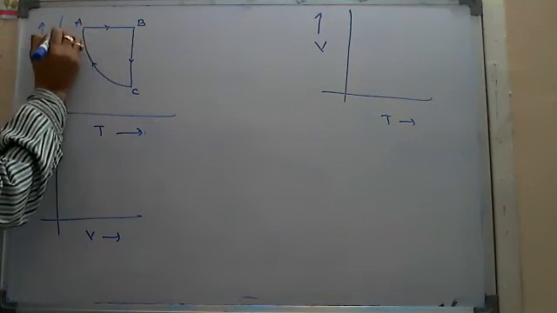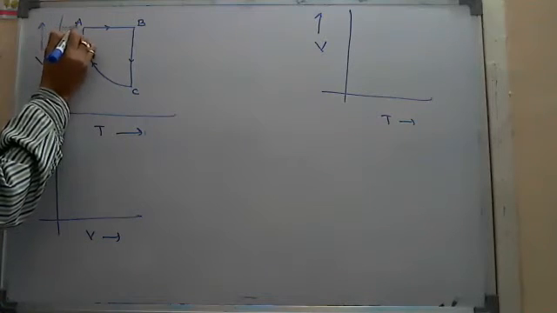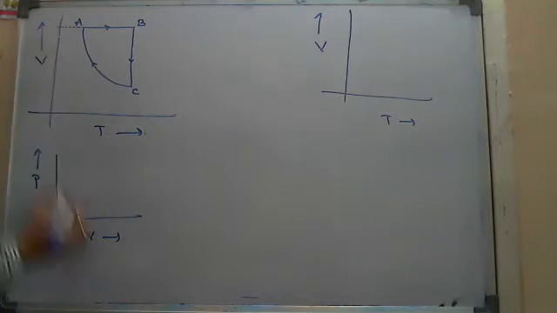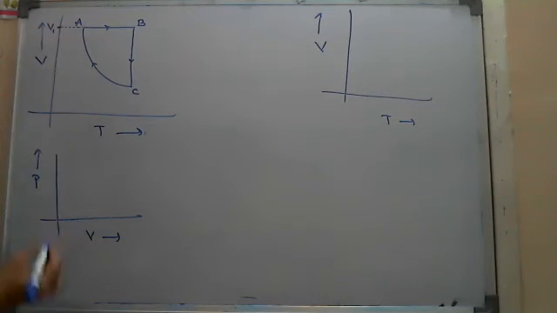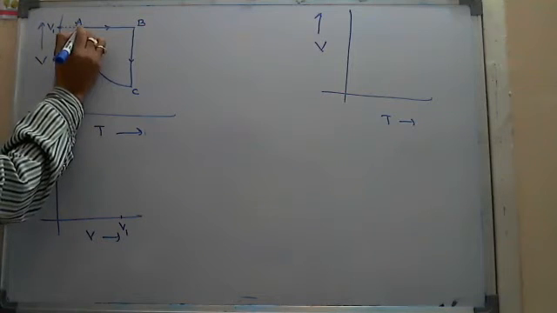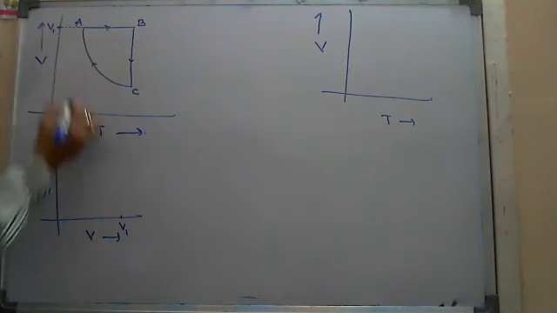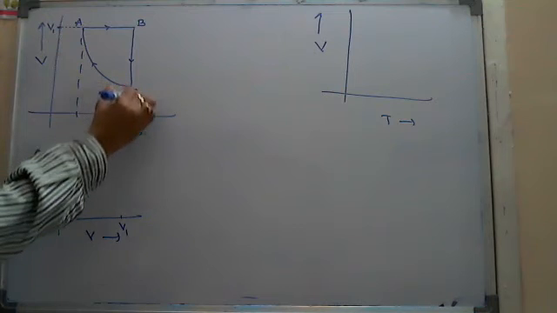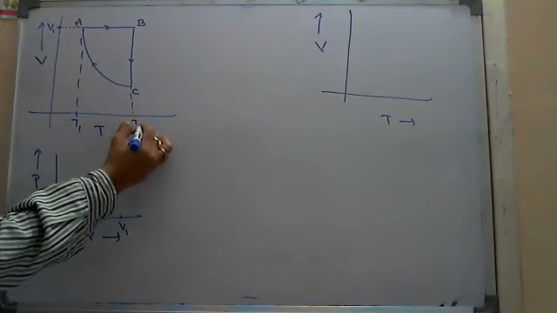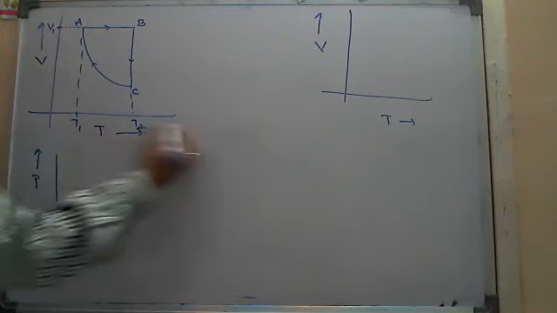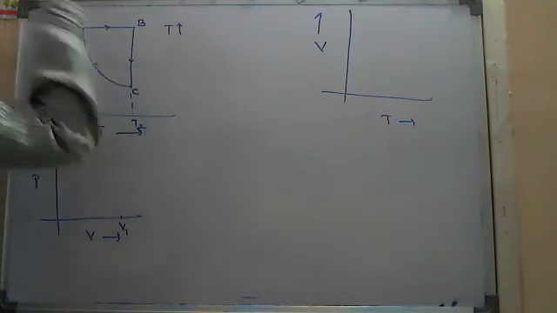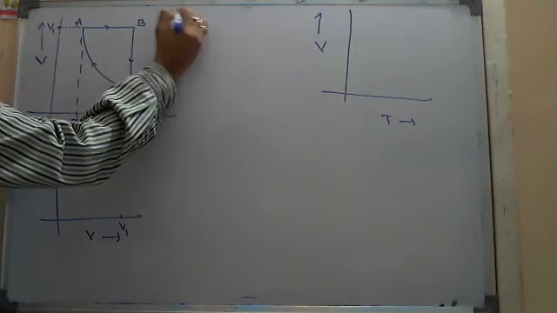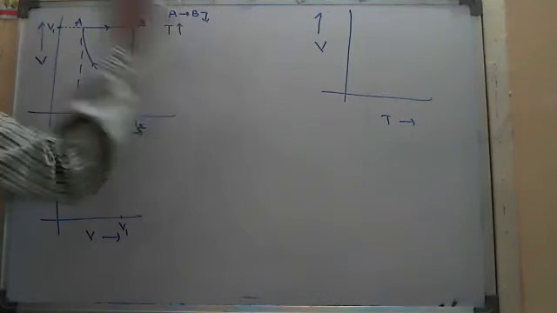Look at A to B: the volume remains constant. Take some volume here, let it be V1. At V1 the volume remains constant, but the temperature increases from T1 to T2. So in A to B, the temperature increases.